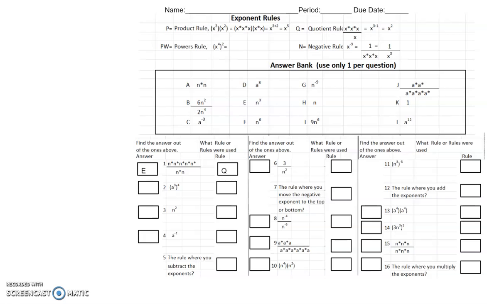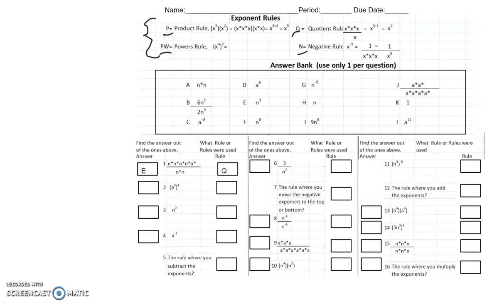First thing I want y'all to pay attention to is at the very top of the page. It has the different exponent rules. So it has the product rule, the powers rule, the quotient rule, and the negative rule. And next to each rule, there is a letter for the coding part. So P, PW, Q, and N. You're going to need those letters to help code your questions in a little bit.